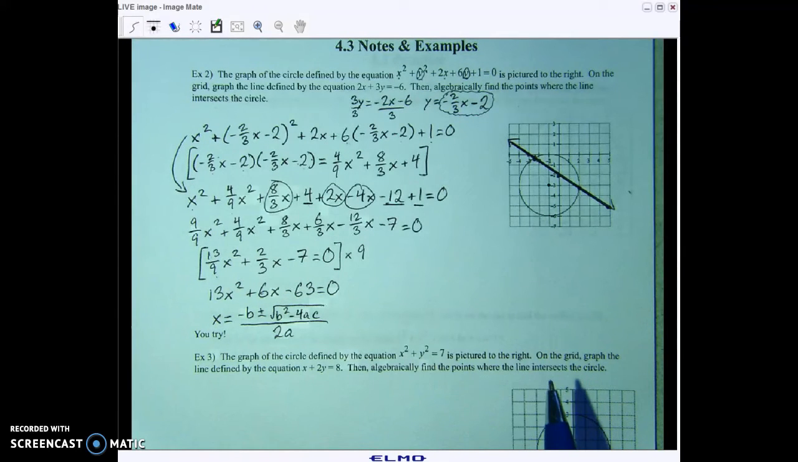Hopefully you were singing the song that goes along with it. That's how I remember. So x equals -b plus or minus the square root of b squared minus 4ac all over 2a.